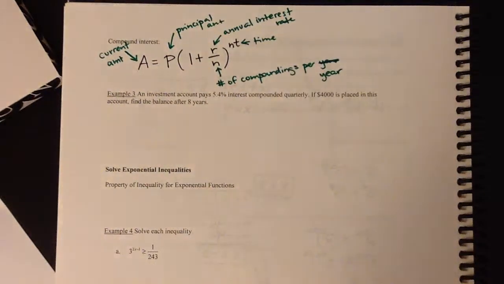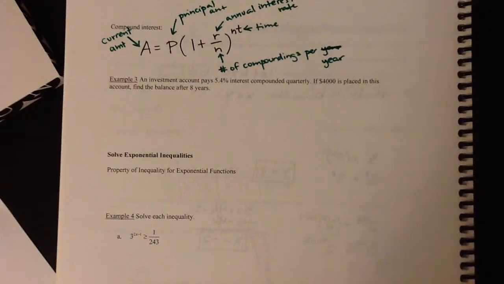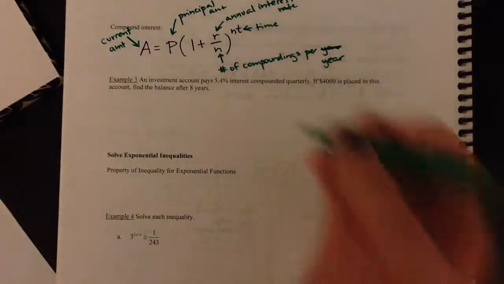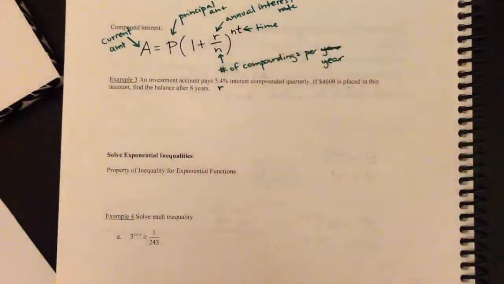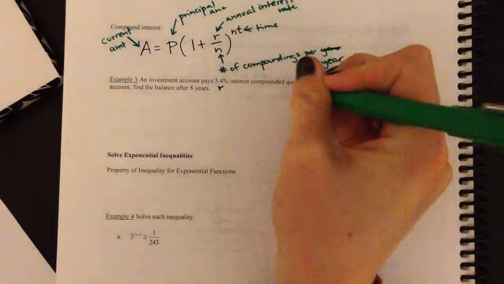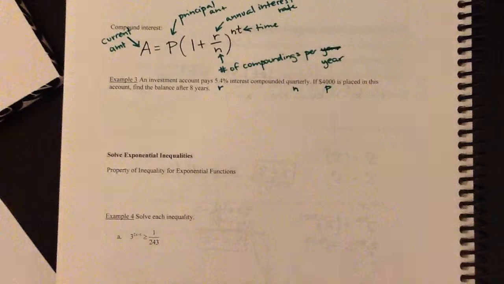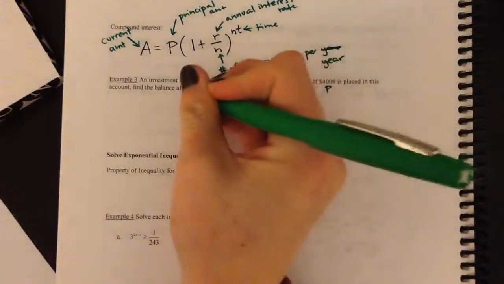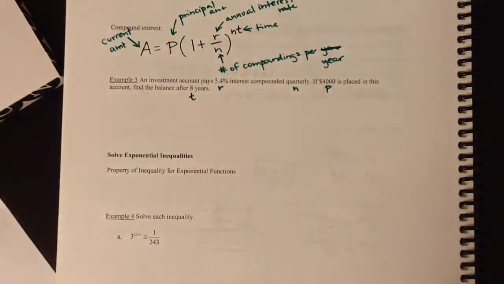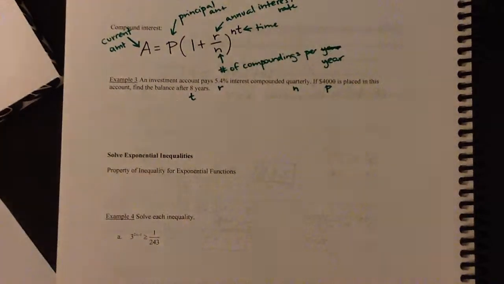Okay, so we are going to do one of these compound interest problems. An investment account pays 5.4% interest compounded quarterly, so that is R. Compounded quarterly, that is N. $4,000 is placed in the account, that's capital P. Find the balance after 8 years, that would be T. Okay, so we've got all of those pieces that we're going to plug into this formula.